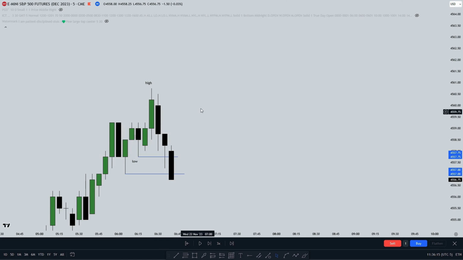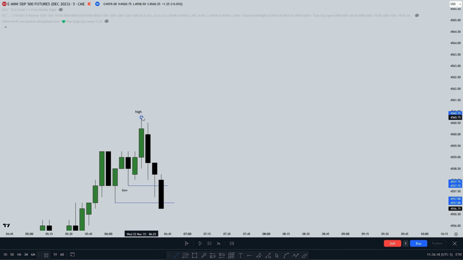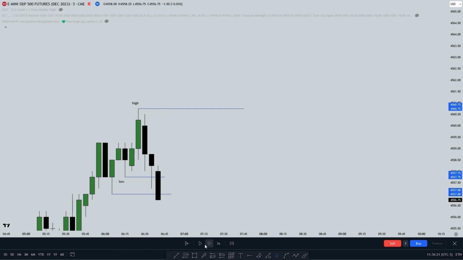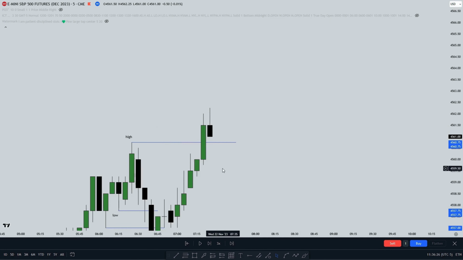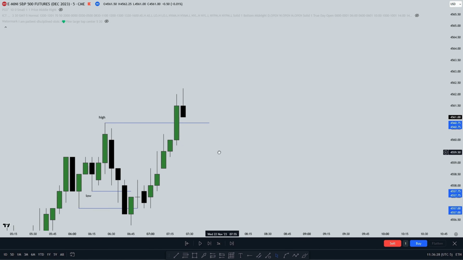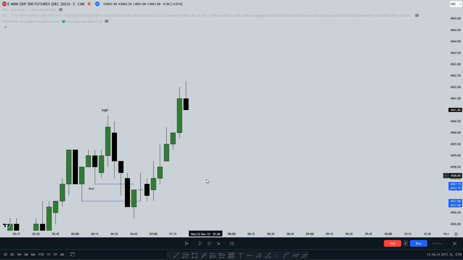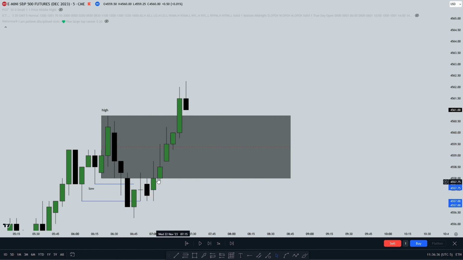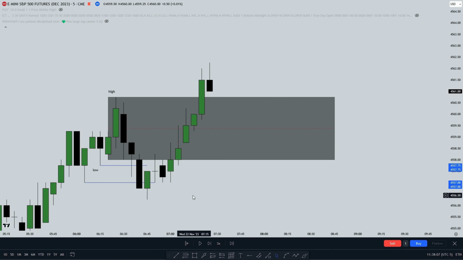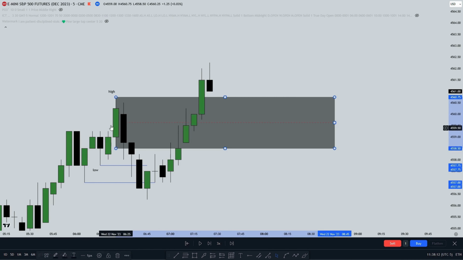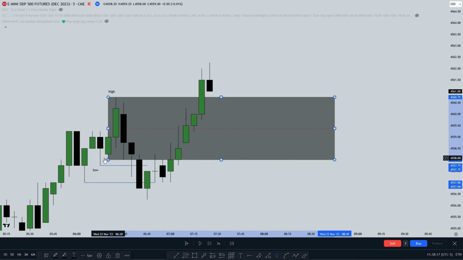So now we want to see price creating a higher high, going above this high right here. So right here, we go above this high. So this range right here, these two up close candles would be our breaker. When using a breaker, you can also just use one up close candle, but in this example, I'm just going to use both of them.